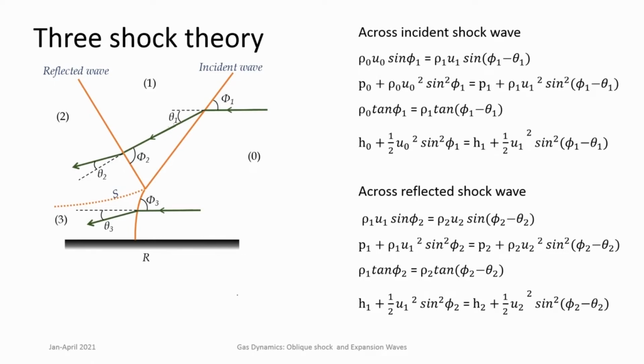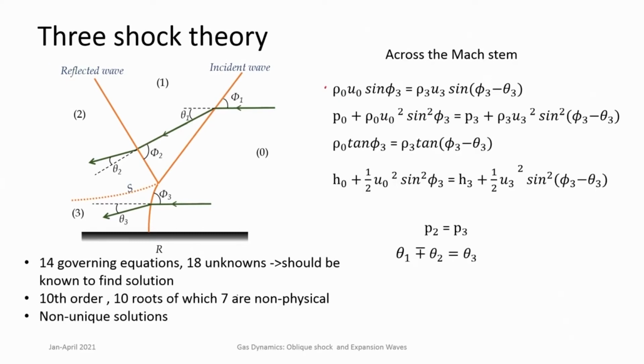Now you have these relations across the incident shock, across the reflected shock, and across the Mach stem. They are all oblique shocks. You are doing the analysis at the triple point, and P2 equal to P3 is known. Then you can apply the boundary condition here that the flow should be parallel. It depends on how the angles are deflected. You can have either theta 1 minus theta 2 or theta 1 plus theta 2 equal to theta 3. So, these conditions can be given. Again the number of equations is large. You have 14 equations and 18 unknowns, and again this is a case of non-unique solutions. This is how to do it analytically.